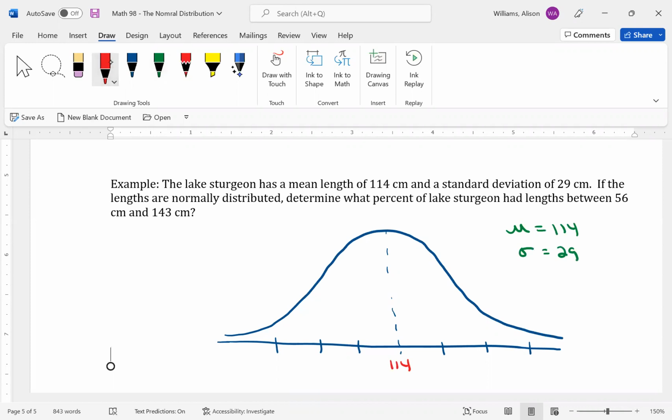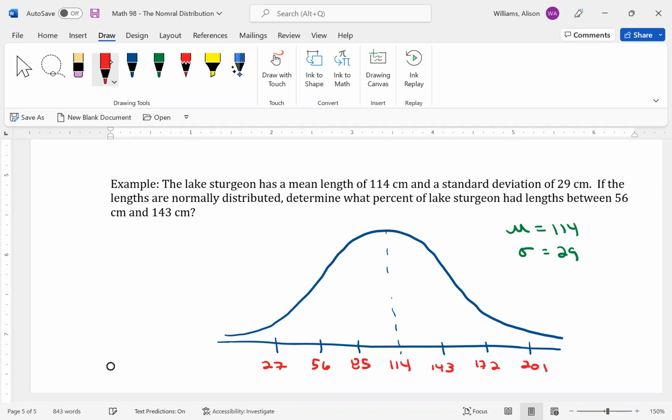Okay, so this time I'm going to subtract 29. And I get 85, and 29 again, 56, and 29 again gives me 27. Okay, and then 114 plus 29, 143, plus 29 again, 172, and plus 29 again, 201.